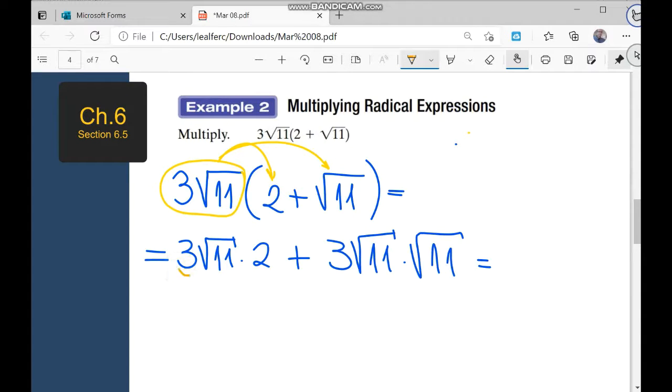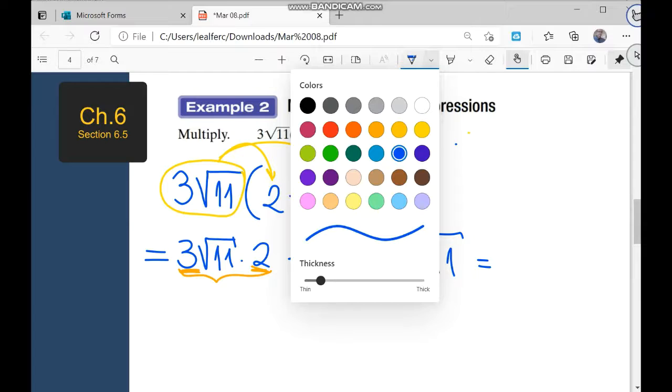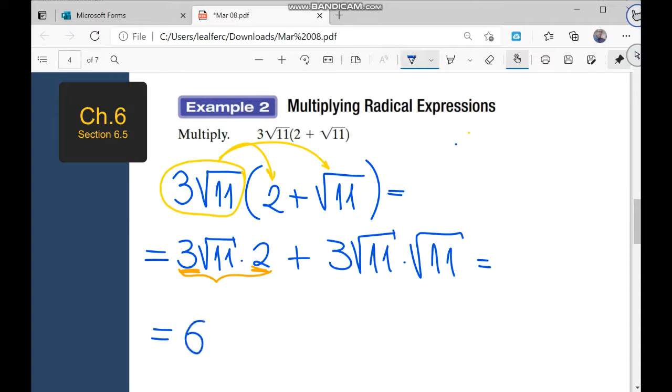On the first term, we will multiply the numbers, 3 times 2, which equals 6. We're going to keep this square root of 11 that we cannot simplify, just keep it like that. Plus, now the second term, you have 3, and we can apply the multiplication property. This is a square root and another square root, we can put everything together under the same square root.